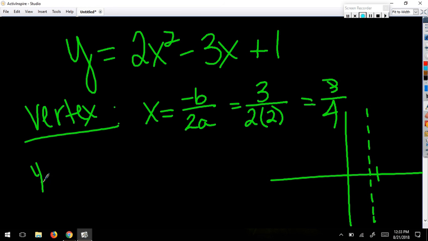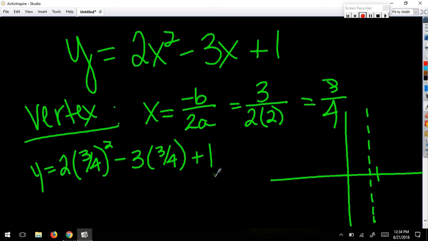I'm plugging back in because somebody asked how you find out where on this dashed line you go. Well, you have to plug into the equation. The equation tells you y equals this, so to find out, I have to use that to plug in. So you find x, then you find y, and those are your coordinates. Minus 3 times 3/4 plus 1.